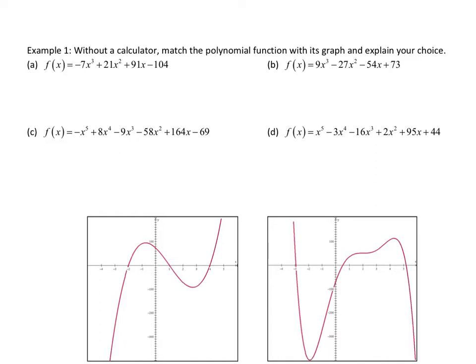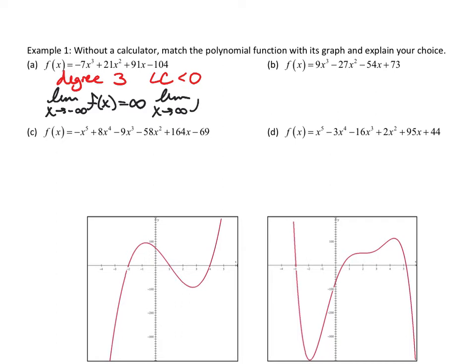So let's look at these four polynomials and let's talk about their degree, which for a is 3, it's the largest exponent, and its leading coefficient, which is -7, is negative or less than 0. We know that the end behavior of an odd degree with a negative leading coefficient should have the end behavior on the left that goes up to infinity, and on the right goes to -infinity.